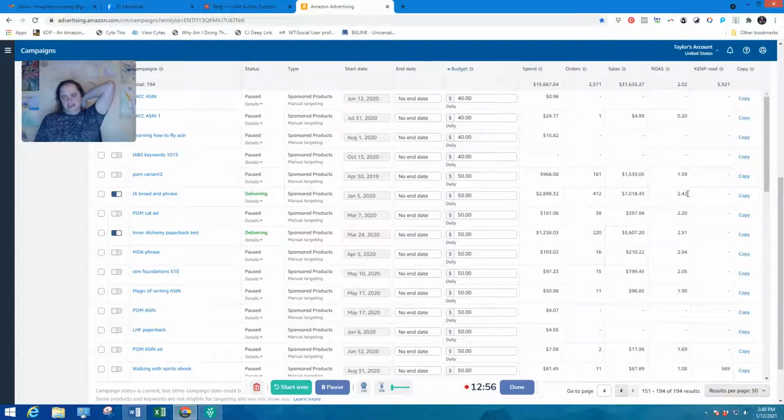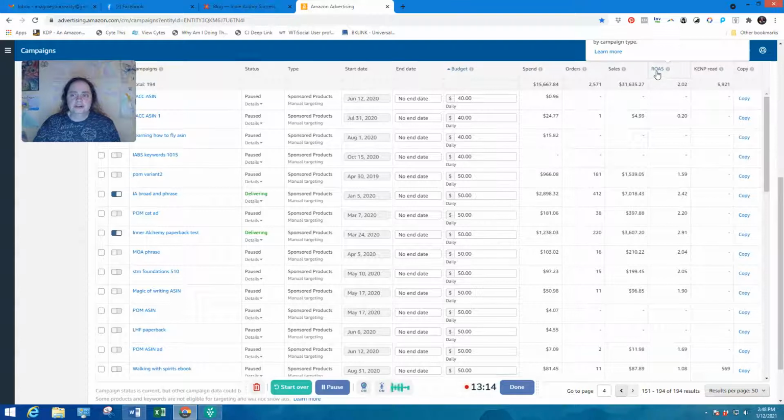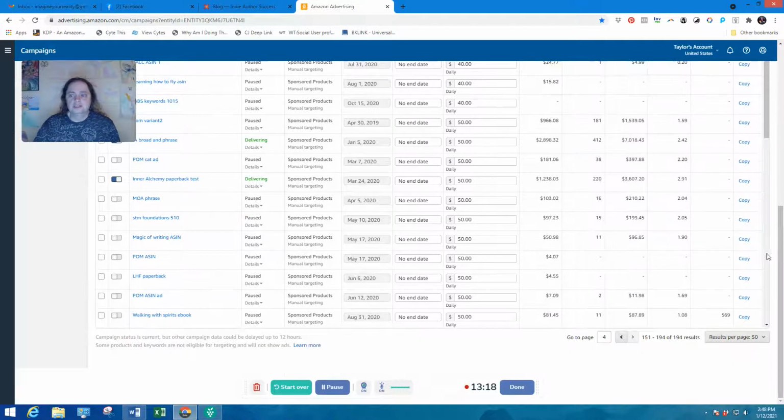If it dropped like another point, like down to 2.20 or 2.10 or something, that's when I would start considering turning it off, because it would be clear to me that it's not as profitable as it could be. And you see that with some of these ads around the 2.04. Now, again, by the time you watch this video, this may have changed again because they change this all the time on us. So just keep that in mind.